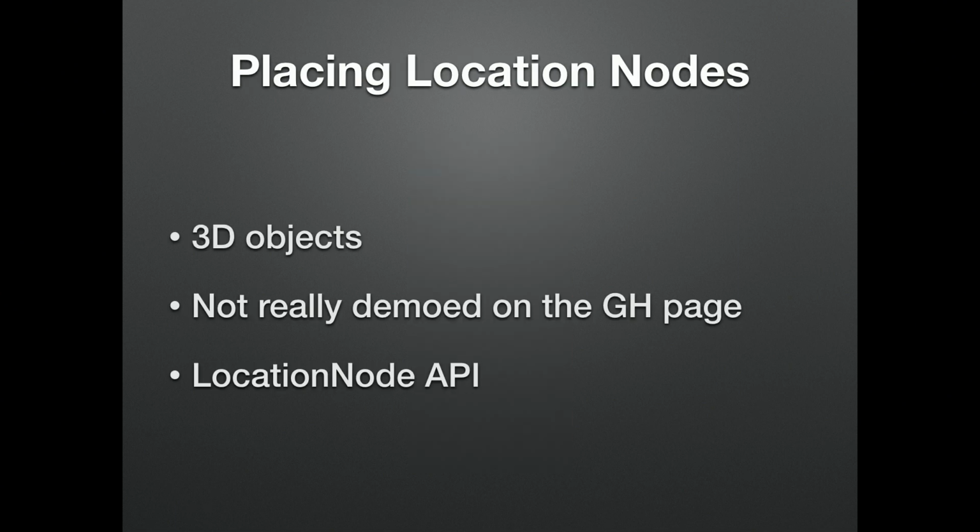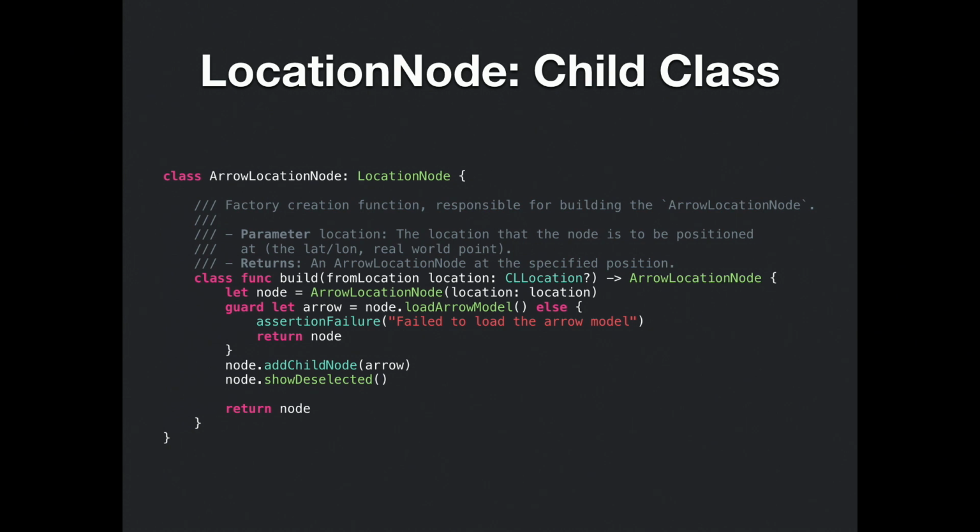However, you can also place 3D node objects. So that was kind of like SpriteKit, if you're familiar with SpriteKit, and now we're moving more towards like SceneKit. So you can think 3D objects, and those first 2 demos that we saw really didn't do a good job of demonstrating that. The navigation kind of is loosely 3D objects, but not in the way that we're going to see. So we're talking about the LocationNode API.